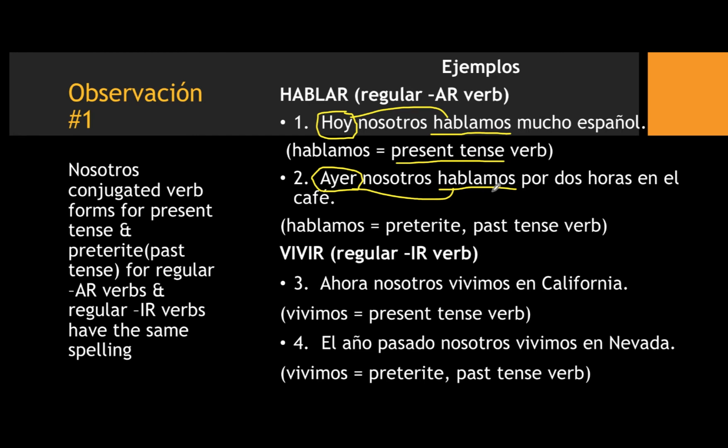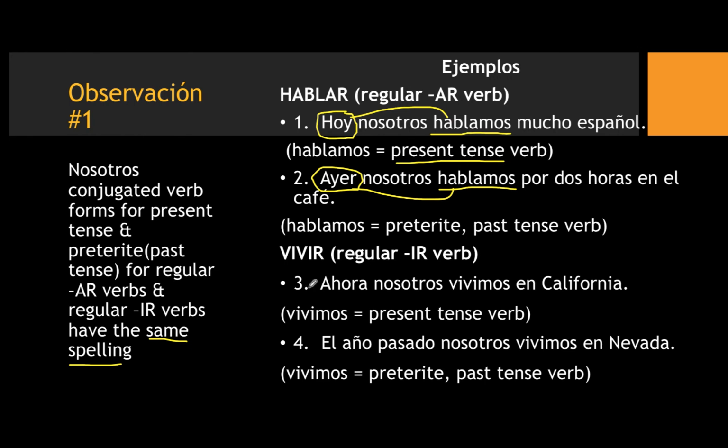Okay, so spelling's the same, and pronunciation is the same. Okay, so be aware of that. Observación. Alert. Be careful. All right, next one here. Vivir. Regular IR verb, ends in IR, so in the regular group, so you conjugate it regularly, normally.